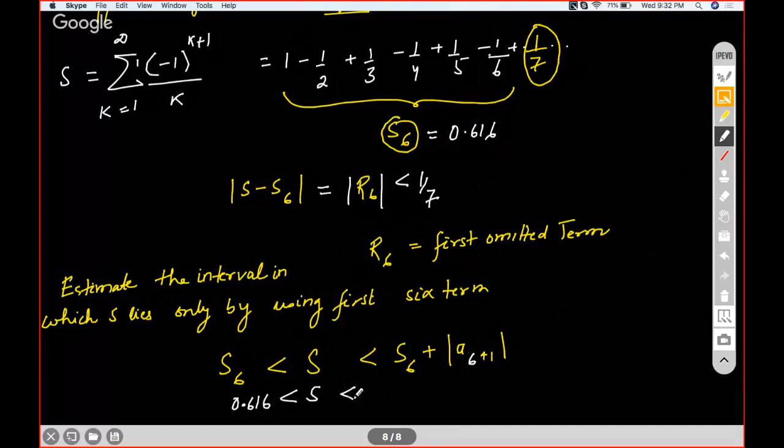That's 0.759. Are you getting this? So this harmonic series will somewhat lie in this range. Are you getting this point? Now you would ask, so if I would have taken more.